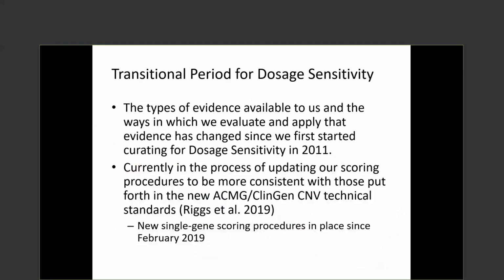So I'll note that we are currently in a transitional period for dosage sensitivity. The type of evidence that is available to us and the ways in which we evaluate and apply that evidence has changed since we first started doing this in 2011. So we're currently in the process of updating our scoring procedures to be more consistent with those put forth in the new ACMG ClinGen CNV technical standards. We've been utilizing a process that mirrors the recommendations in Section 4 of the CNV scoring metrics since approximately February 2019, and adjusting them as needed for single gene dosage sensitivity evaluations as opposed to a full CNV evaluation.